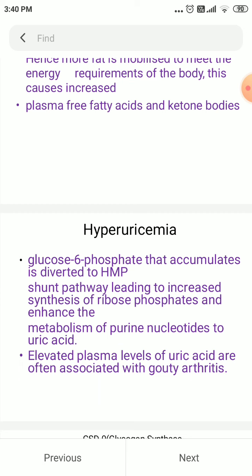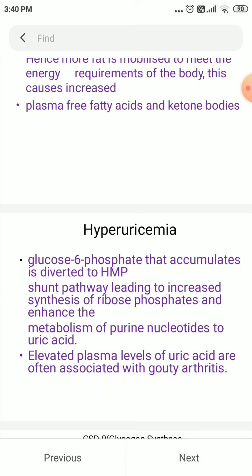Purine nucleotides you come across in purine and pyrimidine metabolism. In purines like AMP, IMP, all are going to be formed, right? That is going to end up in the formation of uric acid, and you can make out an elevated level of uric acid in the plasma, which can also be associated with gouty arthritis.